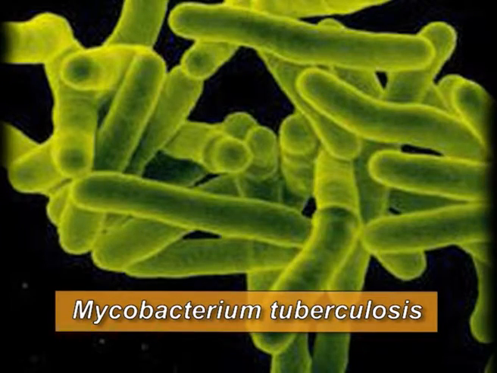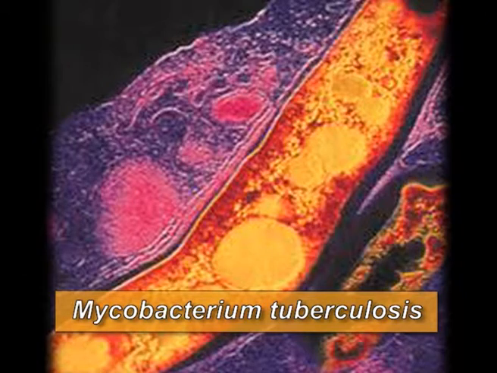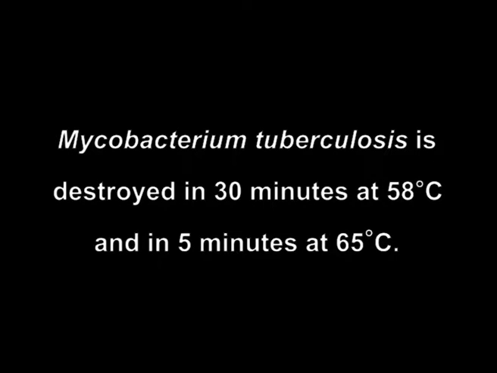For example, if we are dealing with the killing of a pathogen called Mycobacterium tuberculosis, the causative organism of TB, it requires 30 minutes to kill the microbe if the temperature is 58 degrees centigrade. But if we increase the temperature from 58 to 65 degrees centigrade, then the time reduces from 30 minutes to 5 minutes. If we further increase the temperature to 72 degrees centigrade, it takes only a few seconds to destroy the entire microbial population.